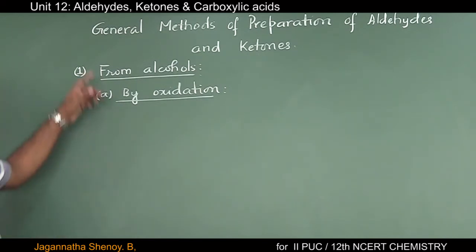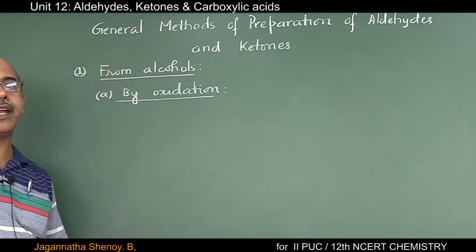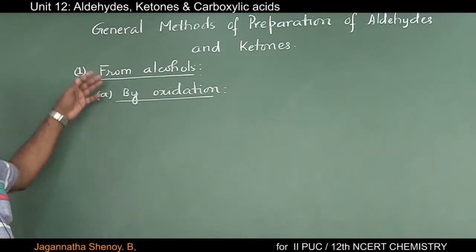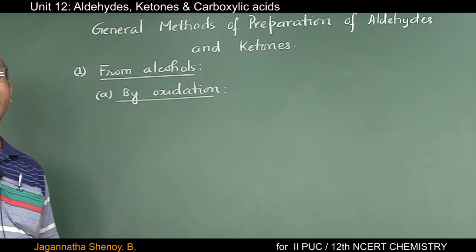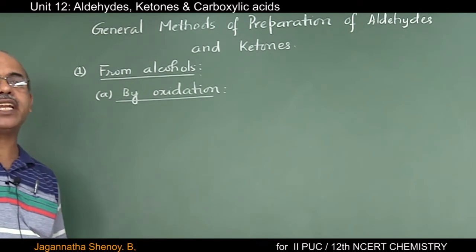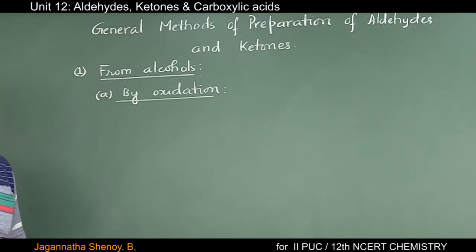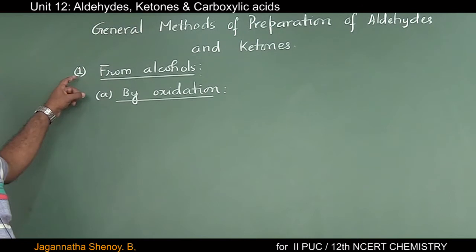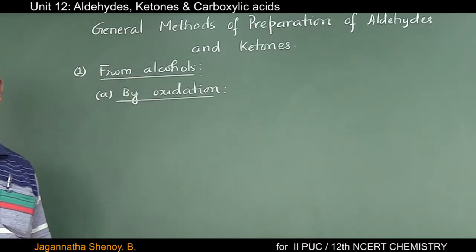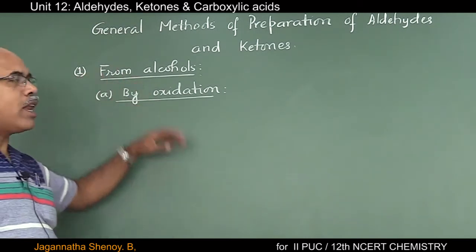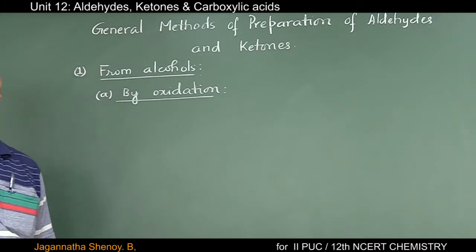We shall start from general methods of preparation of aldehydes and ketones. The first few reactions, whatever I am going to discuss, you have already studied either in the previous chapter or in grade 11. As a revision, I will quickly go through those reactions one by one. First, we will start from alcohols. How to convert alcohols into aldehydes and ketones? Obviously, by following oxidation reaction.